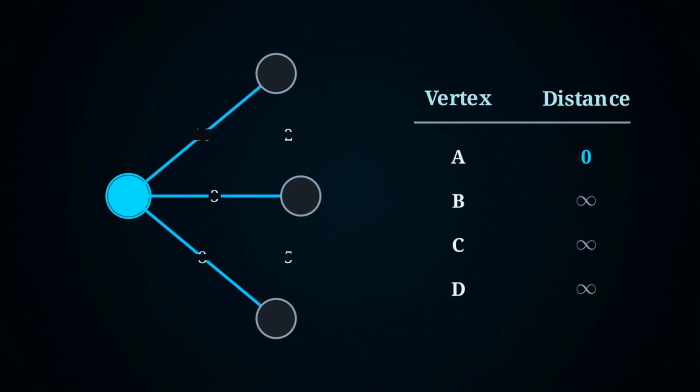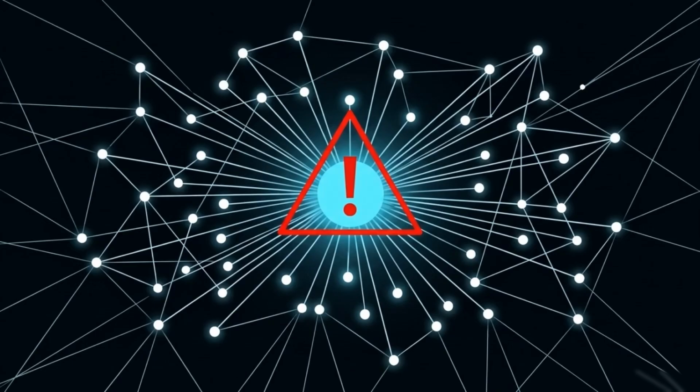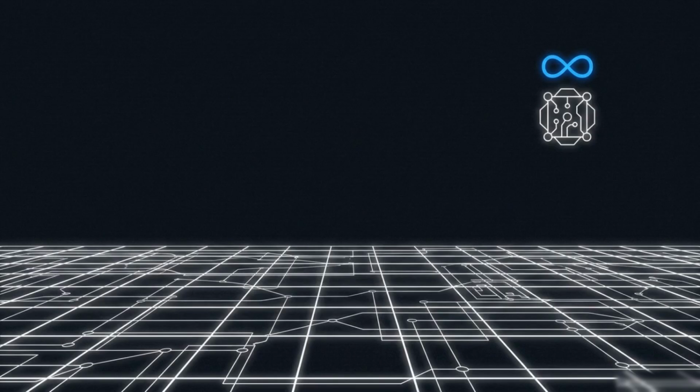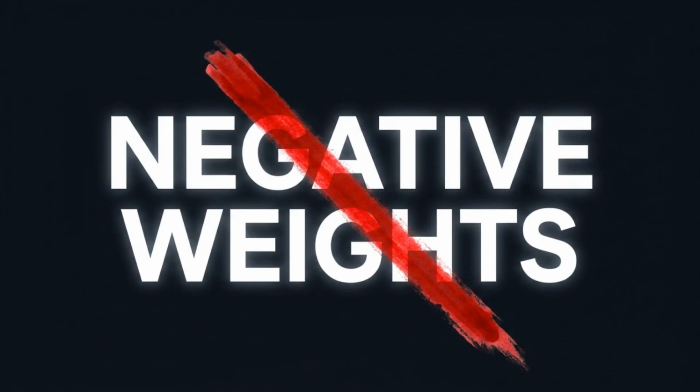From there, it scans the connecting edges, strictly selects the unvisited vertex with the smallest known distance, and declares that path permanent. This greedy logic is highly efficient, but it has a specific vulnerability. It demands strict mathematical conditions to function accurately. First, the graph must be fully connected. If a node physically cannot be reached from the source, its distance value will permanently remain at infinity. Second, and crucially, all edge weights must be strictly non-negative.